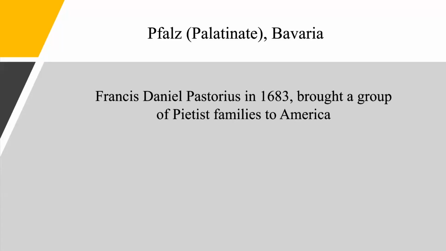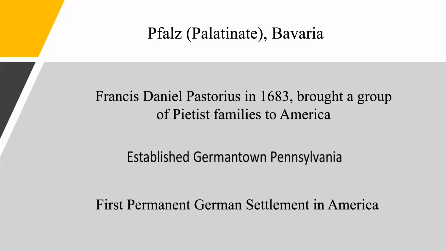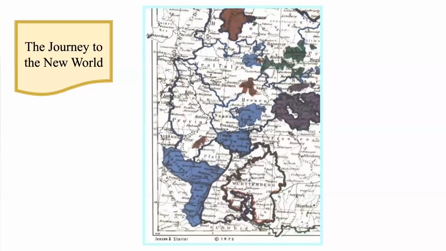In 1683, a minister named Francis Daniel Pastorius brought a group of pietist families to America on the ship Concord. They came into the port of Philadelphia and settled in a place just north of it that they called Germantown, Pennsylvania. This was the first permanent German settlement in America. Their trip from the Pfalz to Philadelphia and the trip of those that came after them in the 1700s was not easy. The journey was in 3 parts.